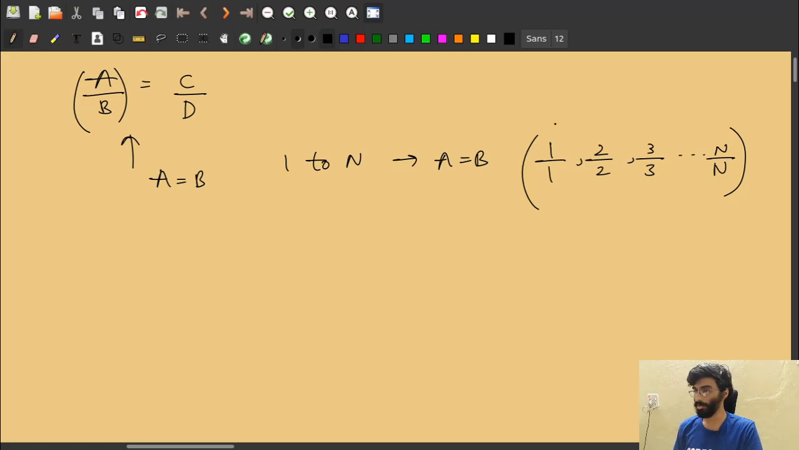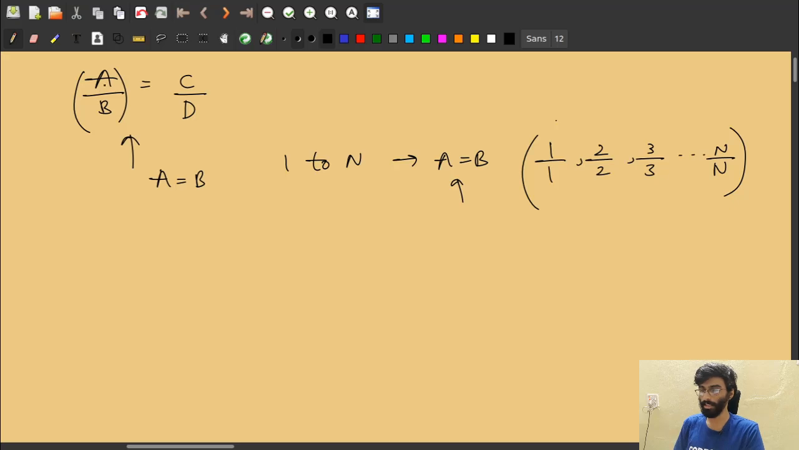So let's say we took a and b this, we can take c and d this. Therefore, there are a total of n squared such pairs we can make where a equals b. We can make a pair from this like this and then this. Therefore, there are n squared such pairs when a equals b.